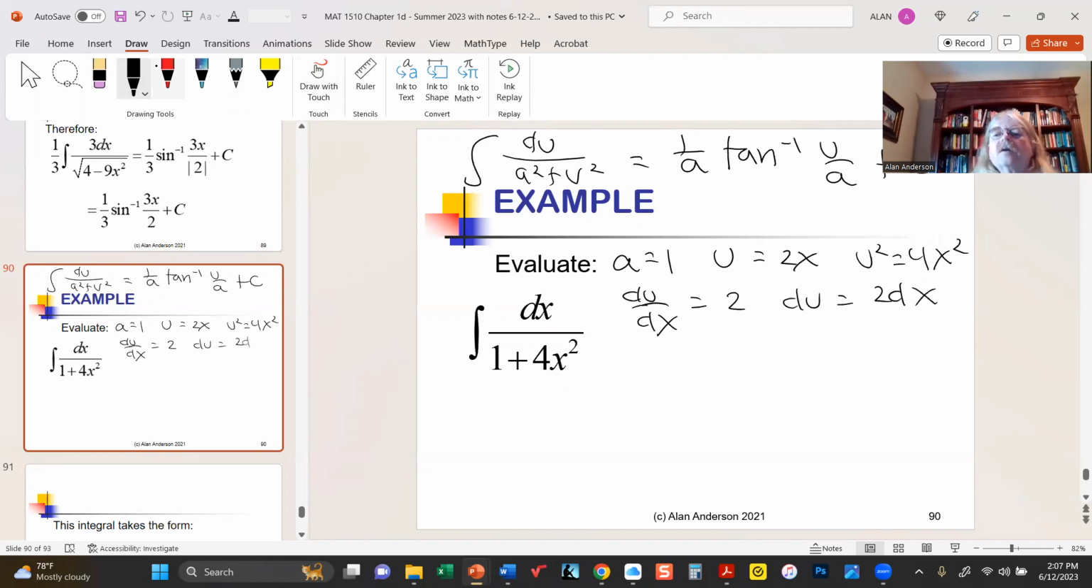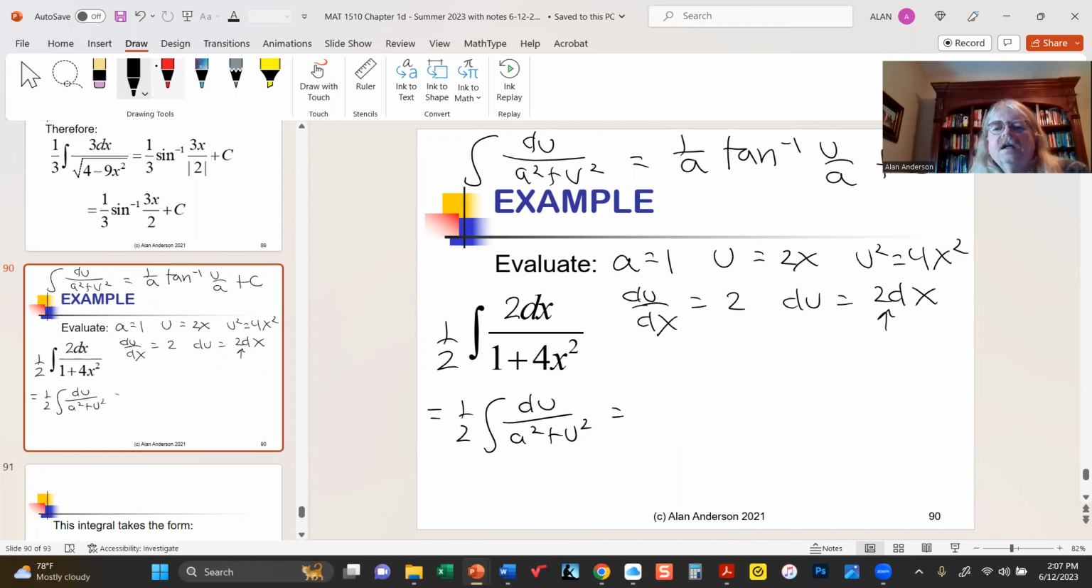Now, I don't have the 2. Oh, but that's not a problem, is it? No, I can always supply any constant that I need. So what I've got here is du over a squared plus u squared. So therefore, my answer is 1 over a arctan u over a plus c. But don't forget the 1/2.